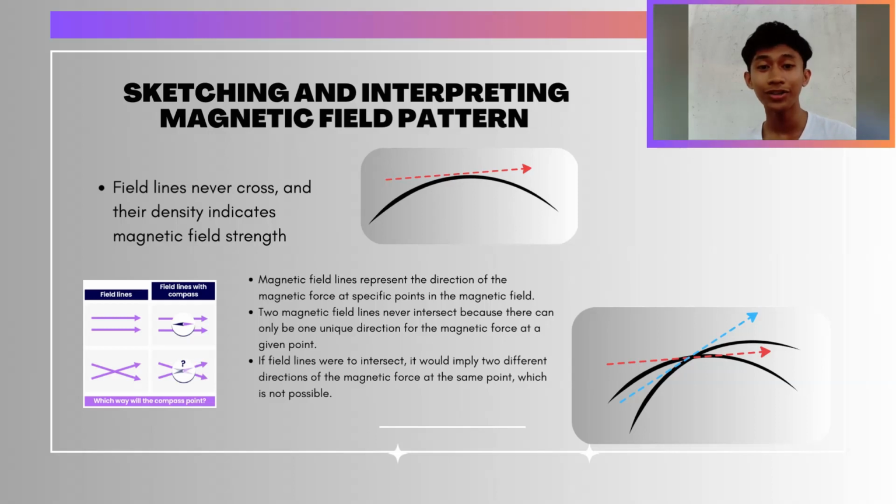Hindi pwede na magkaroon tayo ng dalawang direction sa iisang point ng magnetic or the point charge natin. Hindi pwede the magnetic force at the same point, which is not possible if we have two lines in field lines na nag-intersect. Kapag kasi nag-intersect sila, magkakaroon tayo ng two direction, which is not possible. Yun yung key points doon.